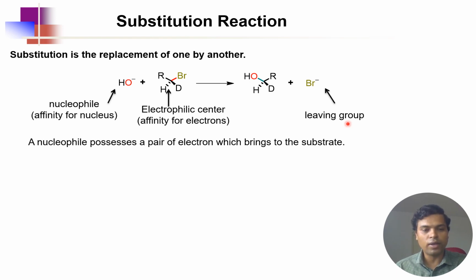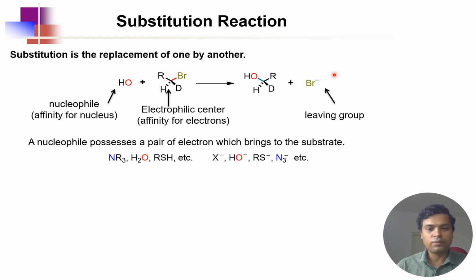So what are nucleophiles? Nucleophiles are those which possess a pair of electrons which they bring to the substrate. Here in this case, the OH minus group has the oxygen atom with 3 pairs of electrons, so one of these can be donated to the substrate here. There are different kinds.